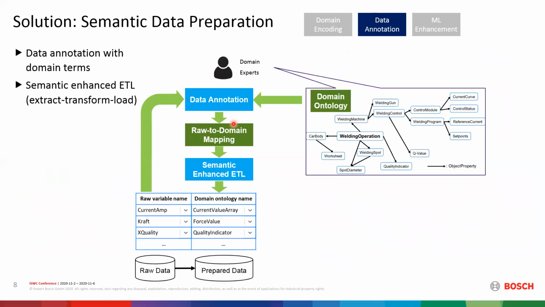Based on the domain ontology, the domain experts can annotate the raw variables in the raw data with the domain terms and create a raw-to-domain mapping. This raw-to-domain mapping can be used for semantic enhanced ETL process to transform the raw data to prepared data with the domain ontology names.